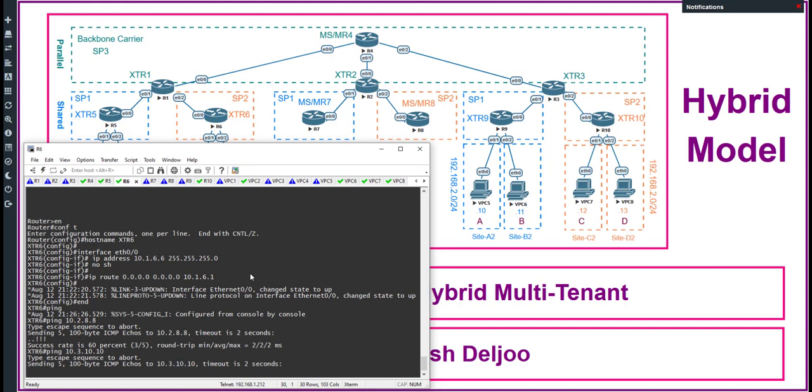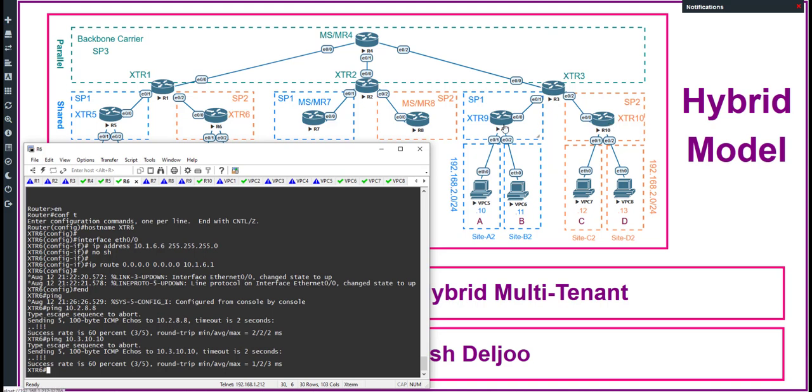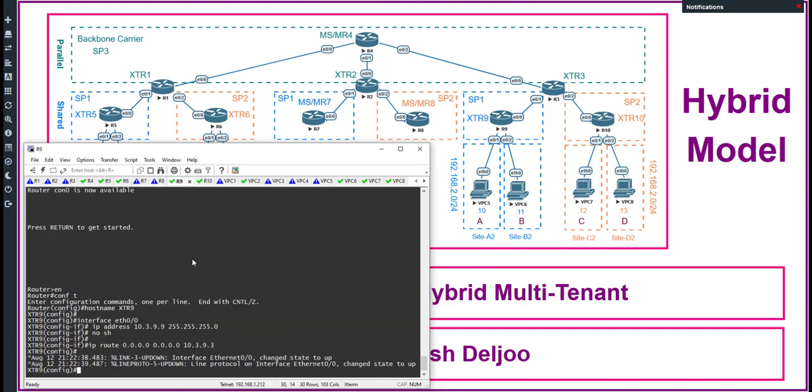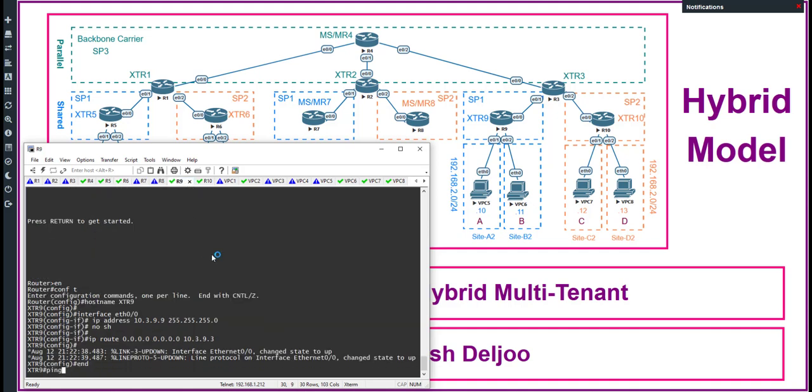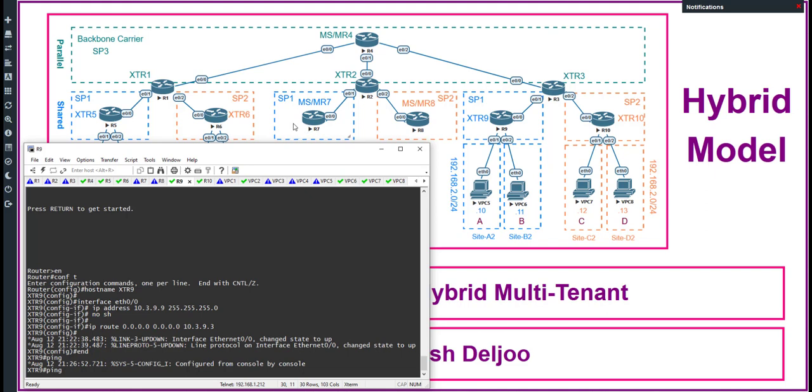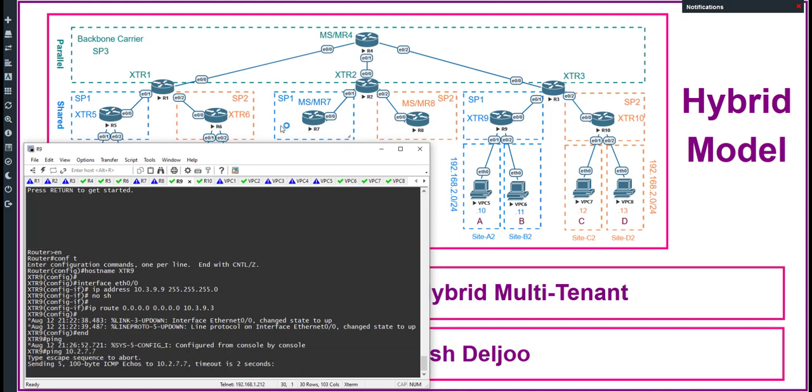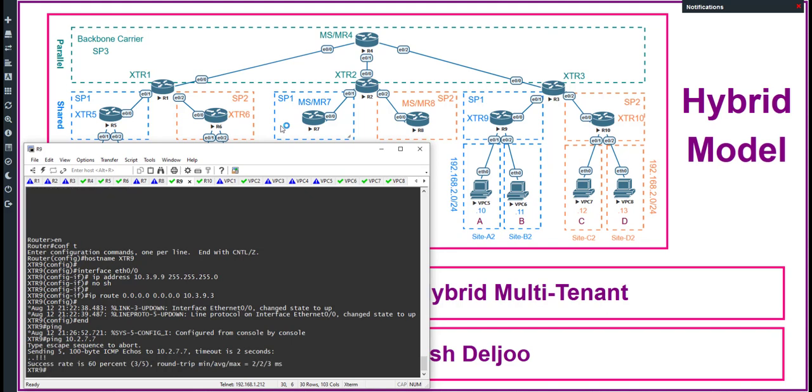Look here, we have connectivity. Also let me check from router 9 and router 10, because this is important for us. From router 9, we can check the connectivity only to router 7, 10.2.7.7. Look here, we need to have connectivity. After some seconds, yes, now we have connectivity.